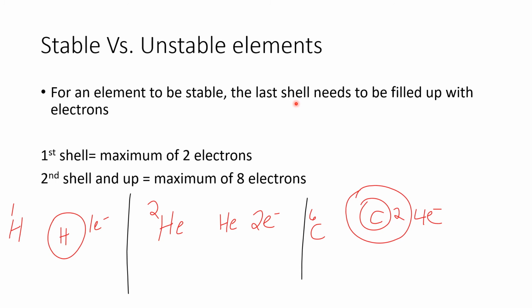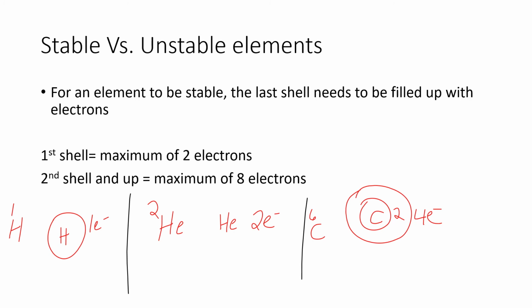And the reason why they're going to be bound to other elements, because they are either going to share their electrons with other elements, or they're going to give up some of their electrons or gain some electrons for them to become stable. So let's just take a look at an example. Just a reminder, we said that the first shell gets a maximum of 2, and then the second shell and up, maximum of 8. Now hydrogen only has 1. So if you draw the shell for hydrogen, you're only going to draw 1 electron.